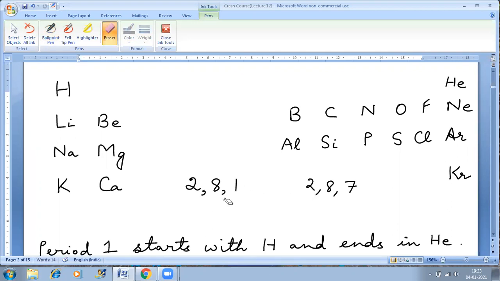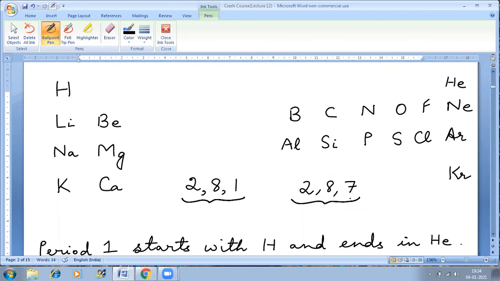Okay. So 2, 8, 1 is the electronic configuration of sodium, and 2, 8, 7 is the electronic configuration of chlorine. I can say that in sodium there are 3 shells. Even in chlorine there are 3 shells. That means when I'm moving from left to right in the same period, the number of shells remains the same.